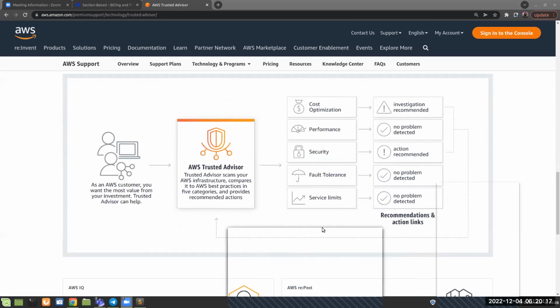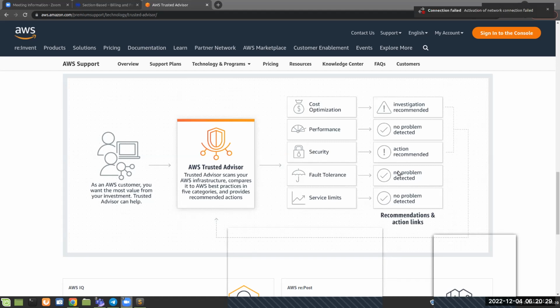I'll send this. So when you are using Trusted Advisor, once you enable it on your account, it will look at how you have configured everything, and it will tell you what you should do to optimize cost. So Trusted Advisor will scan your infrastructure and compare it to AWS best practices in 5 categories. When you enable AWS Trusted Advisor, it will scan everything that you have configured, and it will advise you that you should save cost in this way.